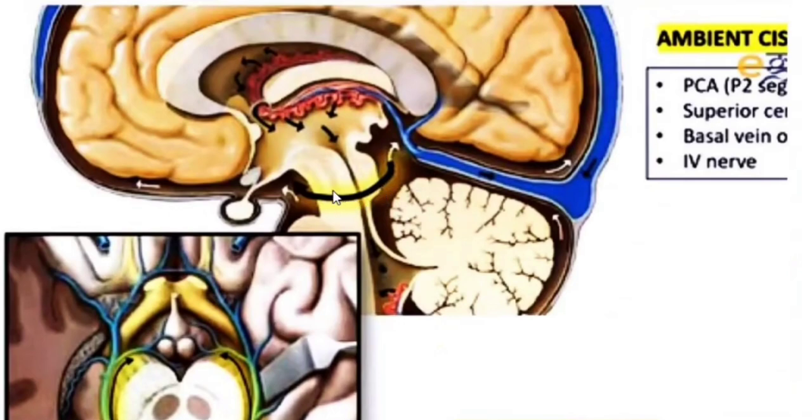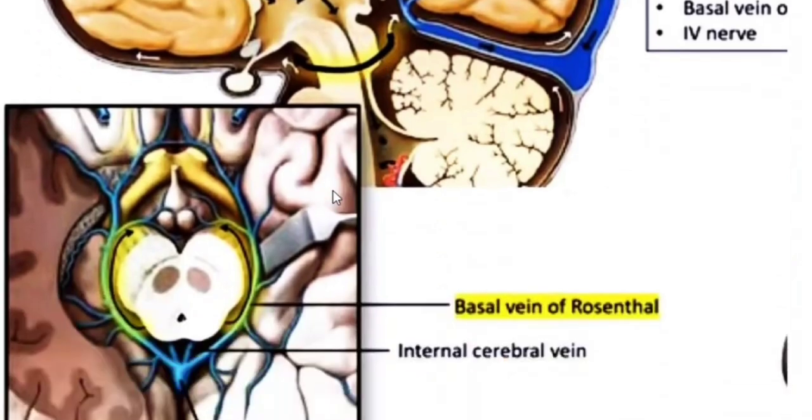Just like the CP angle system. This is an axial section of the brain at the level of the midbrain. This Mickey Mouse shape is the midbrain. Ambient means the surrounding environment, the surroundings. So the ambient system is present on either side of the midbrain. This space in the axial section is the ambient system.